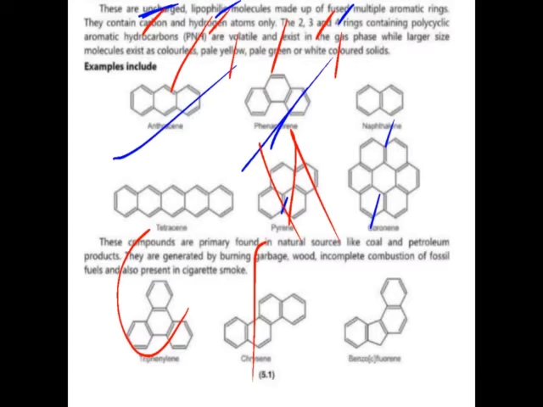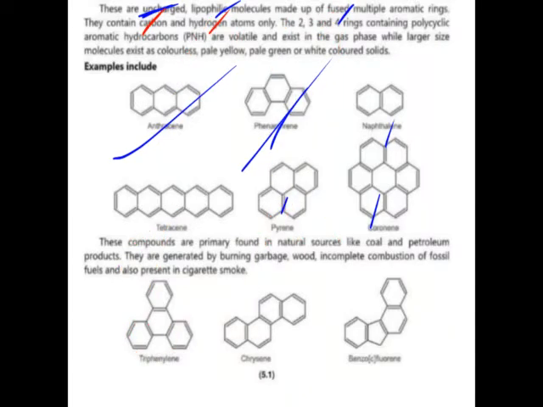So the overall definition of polynuclear hydrocarbon is that they are hydrocarbons, that means they consist of carbon and hydrogen. They consist of more than two benzene rings, fused multiple aromatic rings. They are lipophilic, uncharged molecules. Okay, that is the basic definition of polynuclear hydrocarbons. The next part, what are the examples of these polynuclear hydrocarbons?